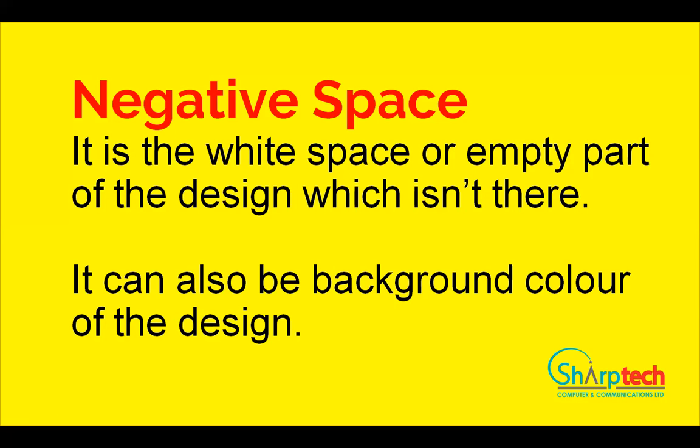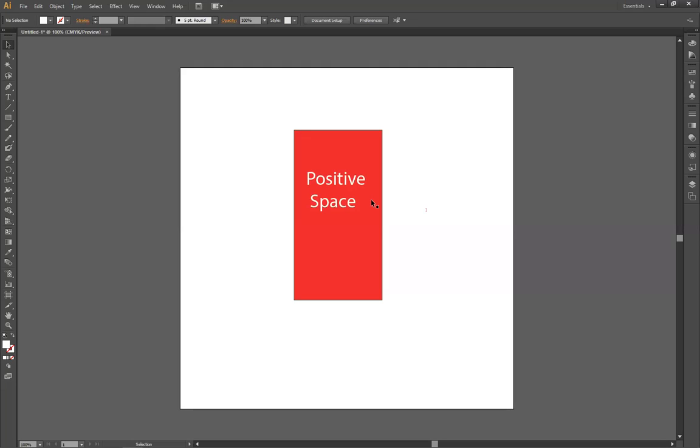Very good. So let's go back to the design software. So we are told that the empty space is the white space or the empty part of the design, and that it is not there. So it is just there, acting as the background. So when you look at this particular page that we are looking at, which is white, and it has the red shape, not so?